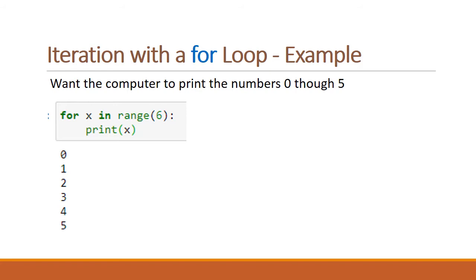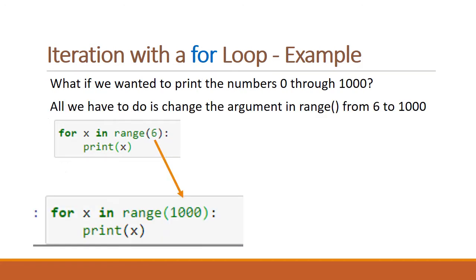So in this example, X is our variable, and it's assigned the values within the range 0 through 5, and each iteration through the for loop, the value of X is printed on the screen. So now if we want to modify our code to print the integers 0 through 1,000 instead of 0 through 5, all we have to do is change the argument within the range function from 6 to 1,000.